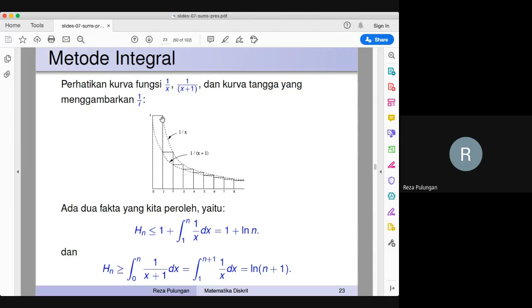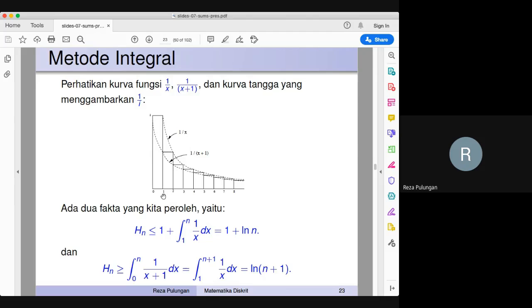Smaller than 1. What is 1? 1 is here, plus the integral from 1 until n. You don't start from 0, you start from here, from 1 until n, of 1 divided by x. This is a curve, and the function is 1 divided by x dx. What is the solution of this one? According to calculus, it is 1 plus the natural logarithm of n. Okay, this is one part.